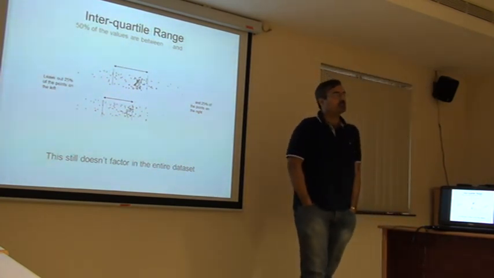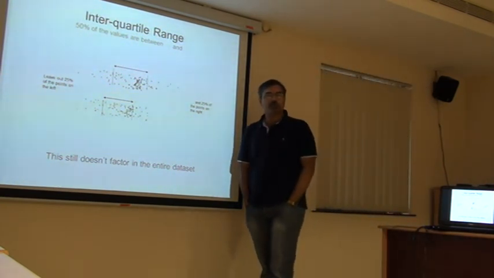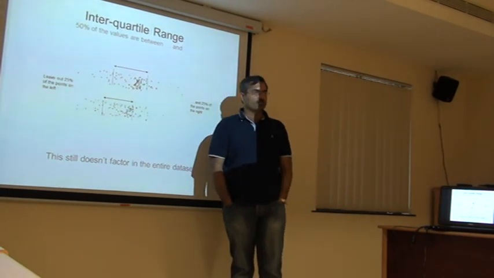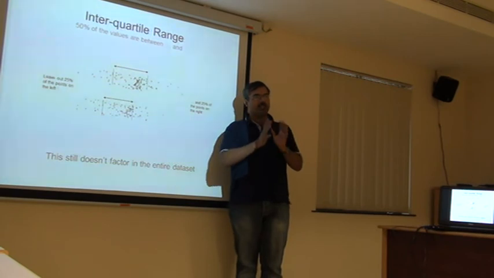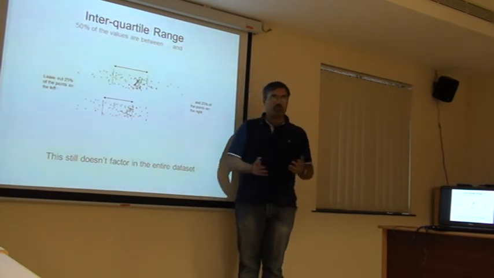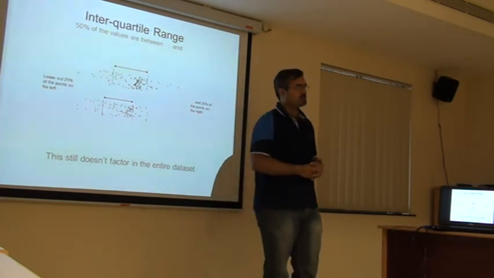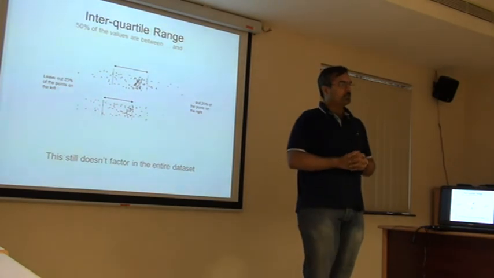Let's take another possibility. Instead of 5%, we say 25%. Knock off the top 25% and the bottom 25%. That's called the interquartile range. What it does is tell you the spread of exactly half the values. This is also a popular metric. It's a lot more robust than the range.